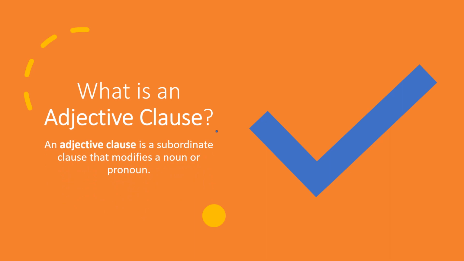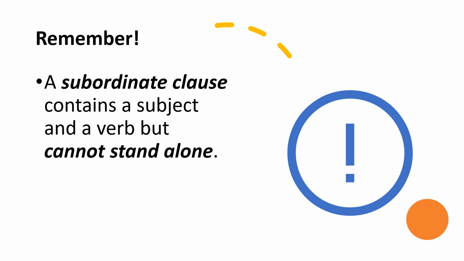An adjective clause is a subordinate clause that modifies a noun or a pronoun, which means it tells something about the noun or the pronoun in the sentence. To remember, a subordinate clause contains a subject and a verb but cannot stand alone.